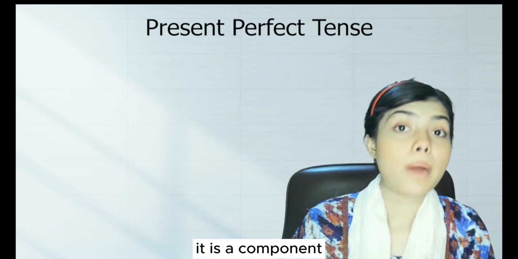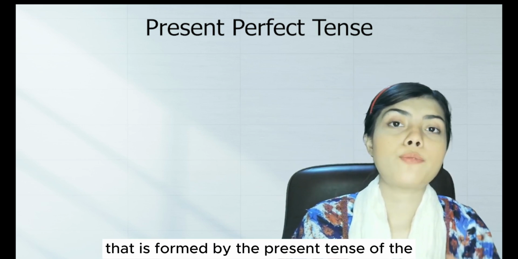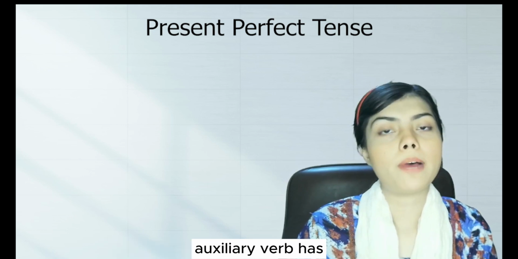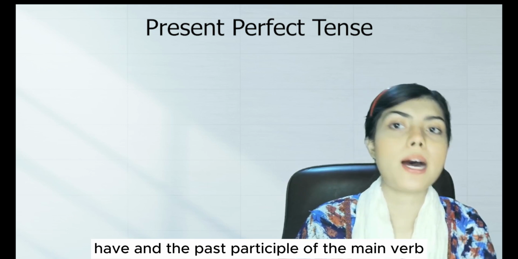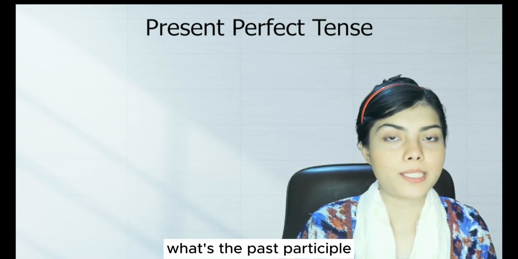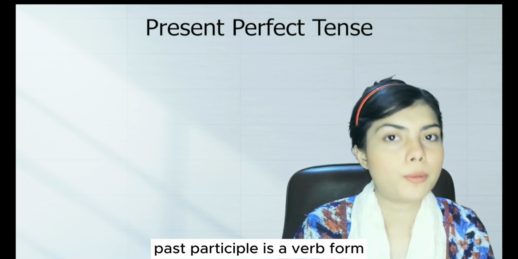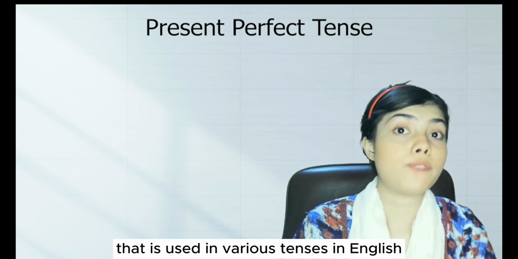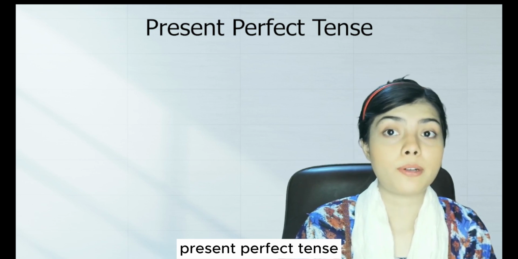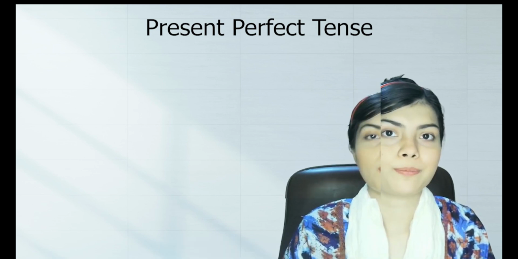It is a compound tense that is formed by the present tense of the auxiliary verb has, have, and the past participle of the main verb. What's the past participle? Past participle is a verb form that is used in various tenses in English, such as past perfect tense, present perfect tense, or passive voices.